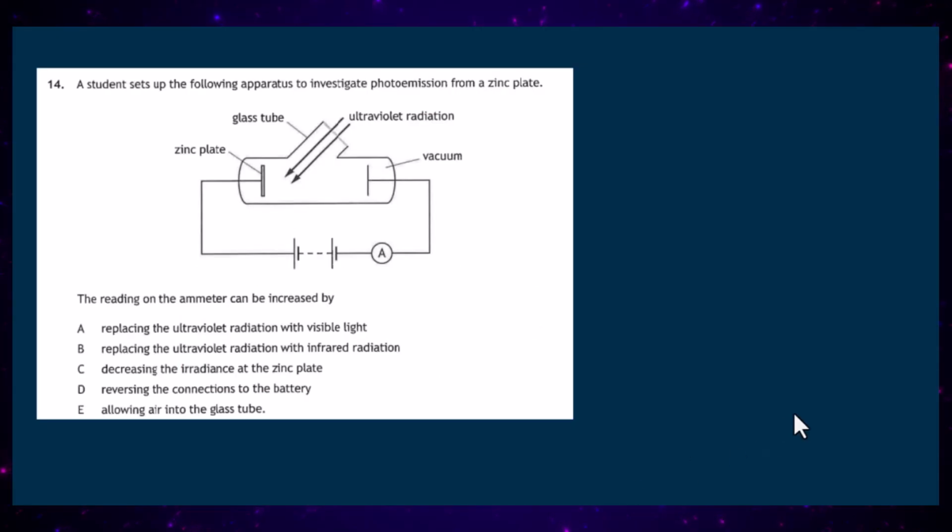So go back here again, and it says here the reading on the ammeter can be increased. We just saw that by our demonstration, by reversing the connection on the battery. In this case, this battery here was minus, because that's the minus sign and this was the plus sign here, but if I reverse the battery, then I'm going to get this side to become plus, and that will attract the electrons over. So our answer for question 14 is D, reversing the connection to the battery.